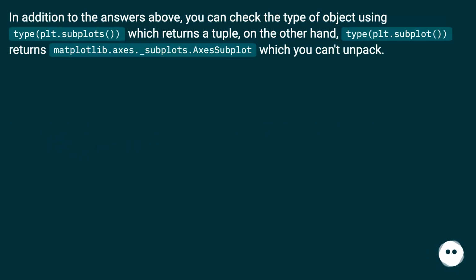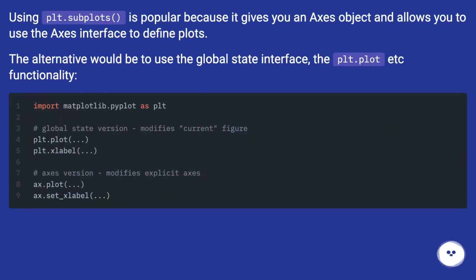In addition to the answers above, you can check the type of object using type: plt.subplots returns a tuple. On the other hand, type of plt.subplot returns matplotlib.axes._subplots.AxesSubplot, which you can't unpack. Using plt.subplots is popular because it gives you an axis object and allows you to use the axis interface to define plots. The alternative would be to use the global state interface, the plt.plot etc. functionality.